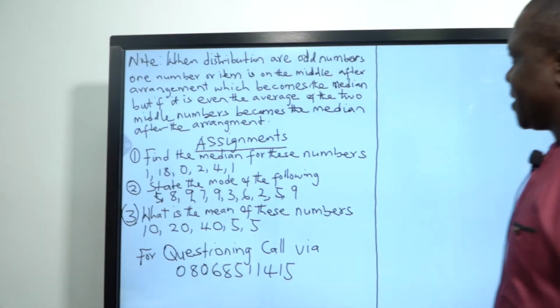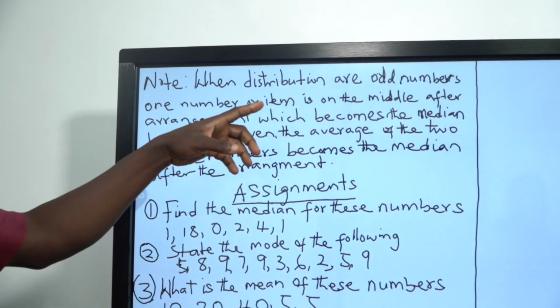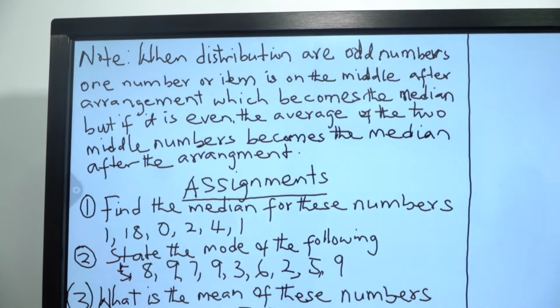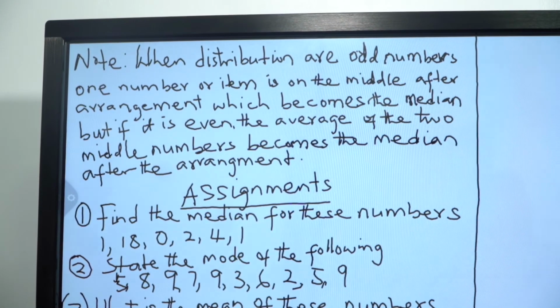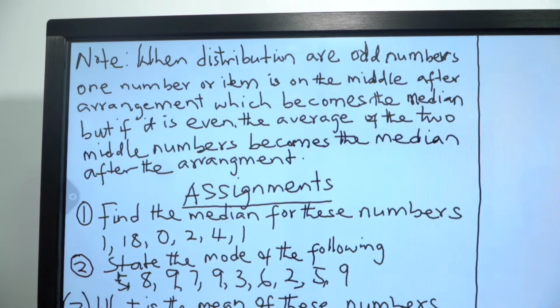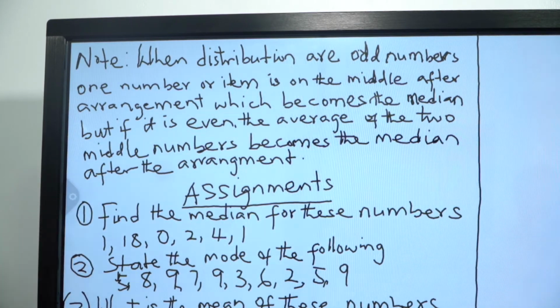So, having said that, I now say the note. When a distribution has odd numbers, one number or item is in the middle after arrangement, which becomes the median. But if it is even, the average of the 2 middle numbers becomes the median after the arrangement.